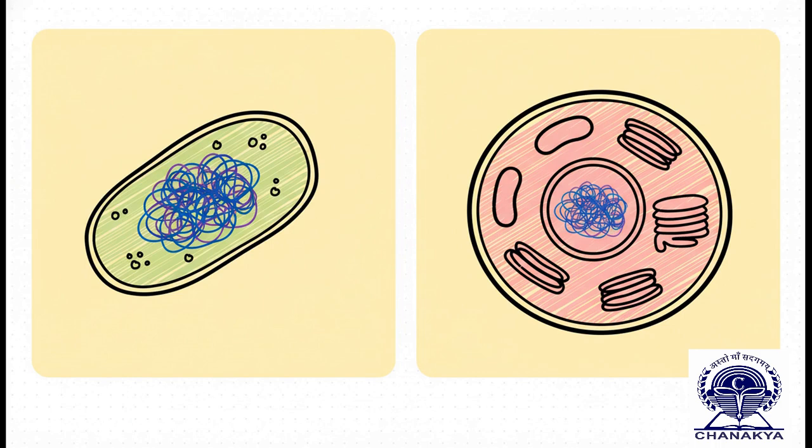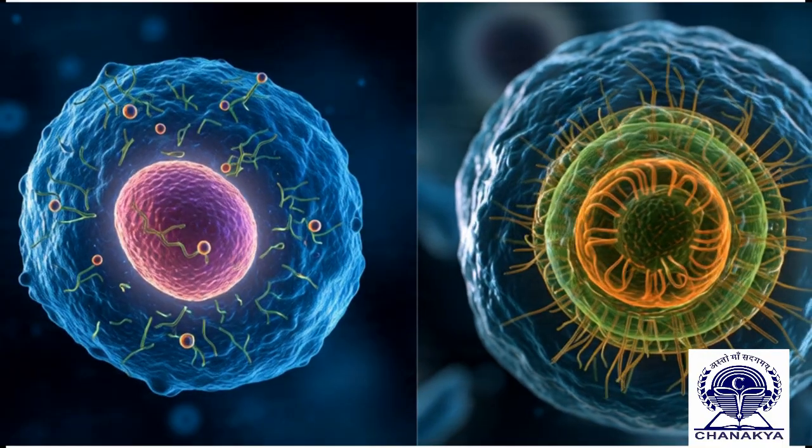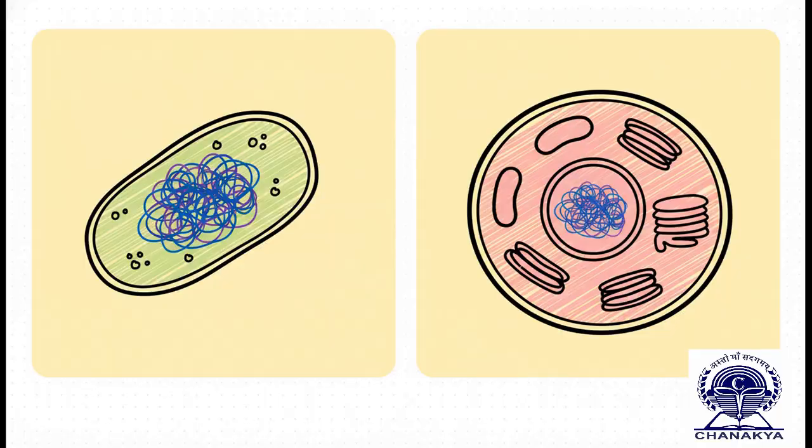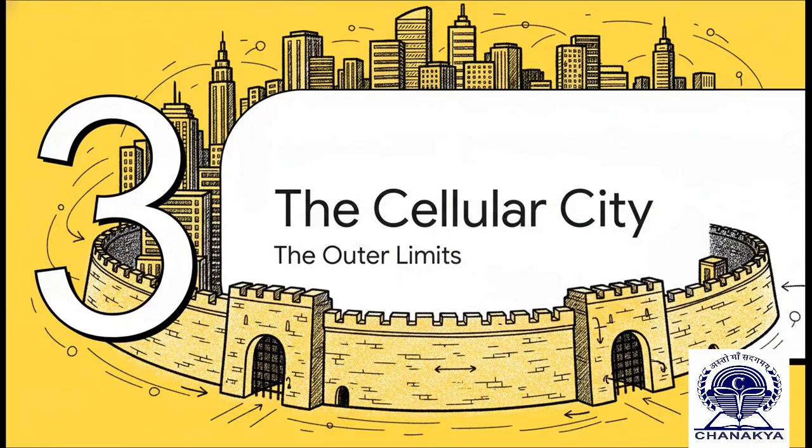And even the cells themselves have a couple of main design styles. First up, you have these simpler prokaryotic cells, like bacteria. They're kind of like a one-room studio apartment, small, efficient, and their genetic material just floats around inside. Then you have the more complex eukaryotic cells. These are the cells that make up plants, animals, and us. Think of them as mansions with lots of different rooms and specialized departments, including a proper nucleus to hold all the important information.